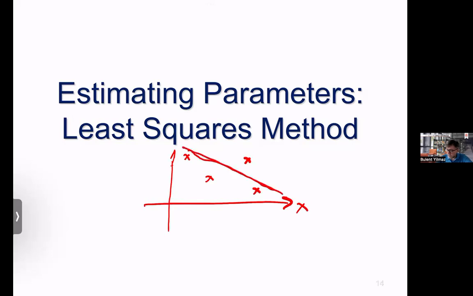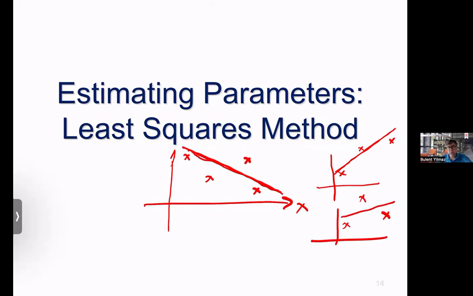For example, if I have such data points, how can I find the best fit line? Something like this, right? I can do it with my eyes. For example, if my data were something like this, then I would draw something like this. If my data is a little bit more scattered, then I would do this. Okay?